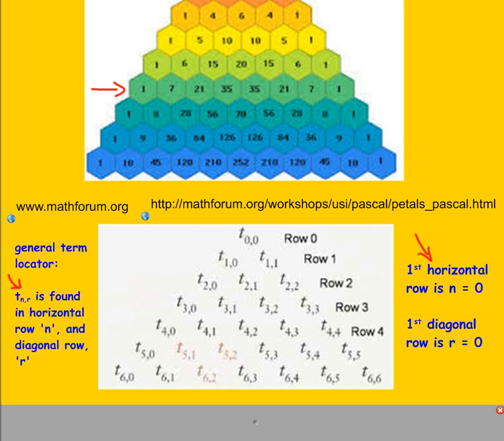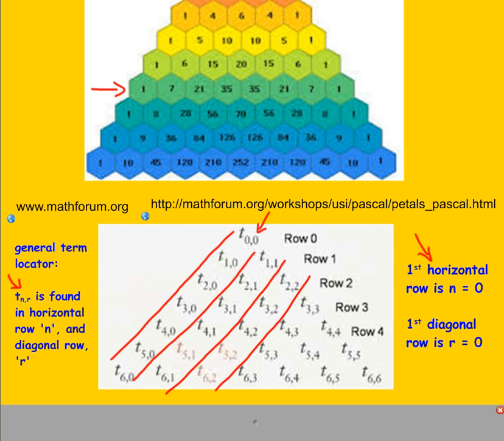get labeled? Well, as you might not have expected, we start with horizontal row n equals 0, which is the very first number 1 in Pascal's triangle. The first diagonal row is r equals 0, and that would be all of the numbers running along in between those 2 red lines. R equals 1 would group all of those values together, r equals 2, etc. So what we have is sort of the interaction between the horizontal row label and the diagonal row label.